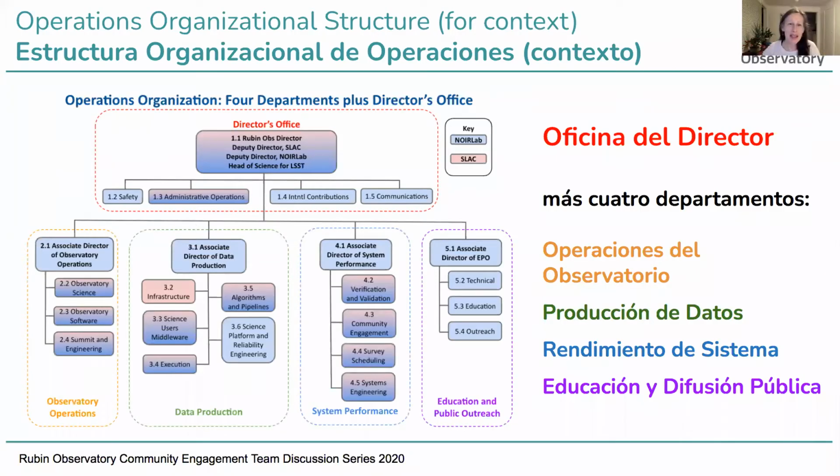Okay, let's begin with some context for the community engagement team in the Rubin Observatory operations organizational structure. You can see here in red the director's office and then 4 main departments: observatory operations, data production, system performance, and education and public outreach. The community engagement team, the CET, sits within the system performance department.